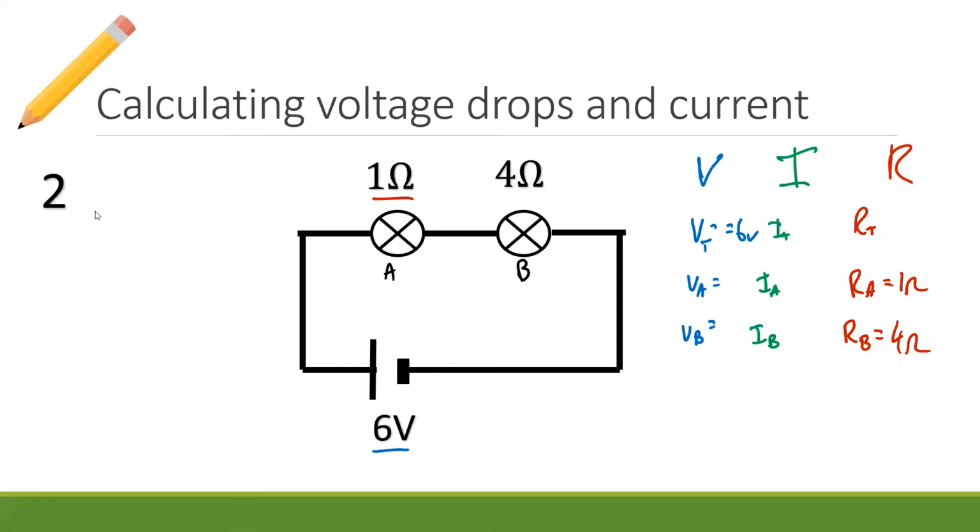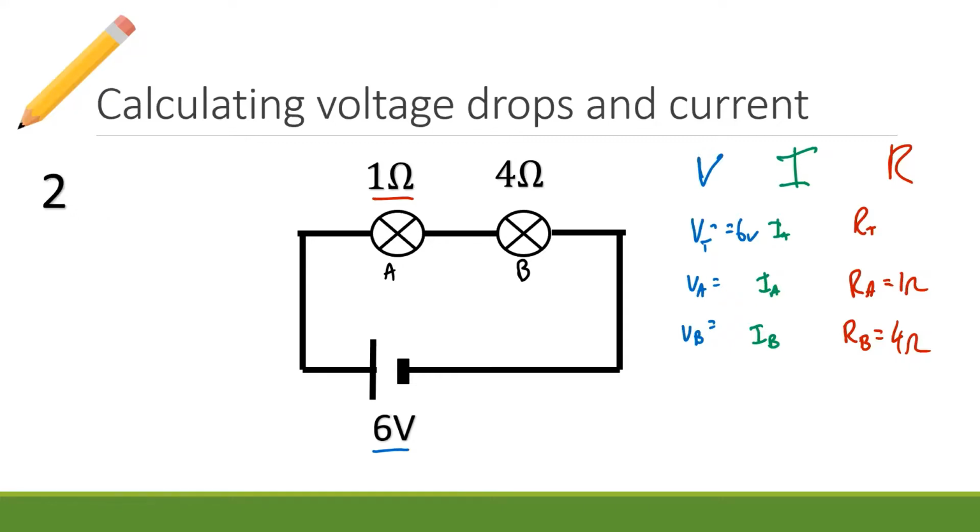Obviously, if you had more than one resistor, then we would have to work with that. If we had 3 resistors, you would just have 3 of these columns and 3 of these rows. R total is what's been suggested. V total and RB. We can't calculate V total without having R total. So let's calculate R total.